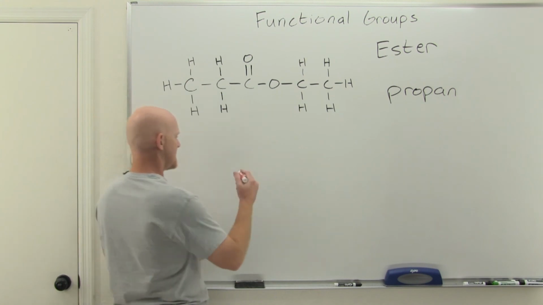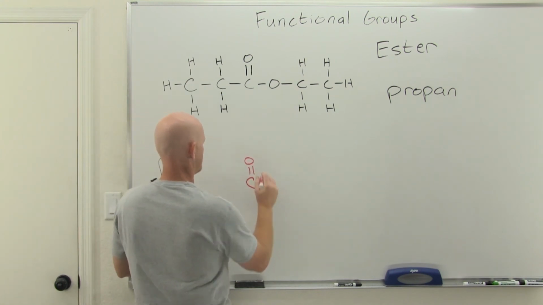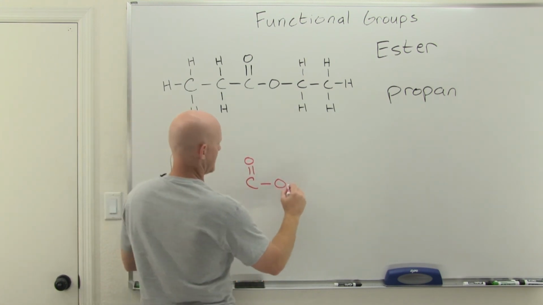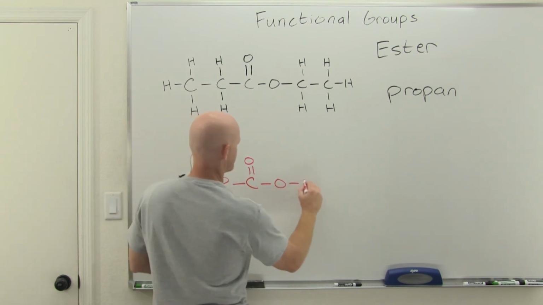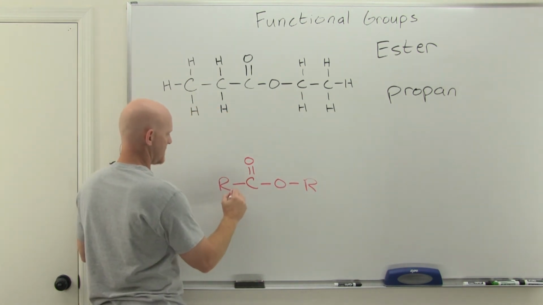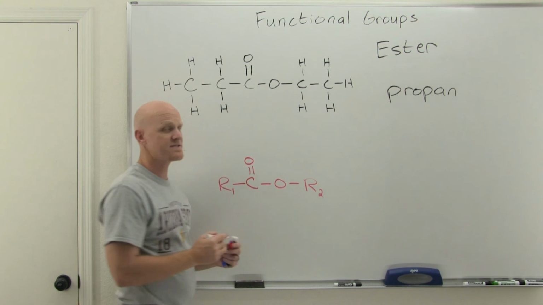And so in this case, you've got to have an R group on both sides. And in this case, I can call this R1 and R2 because they don't have to be the same length at all.